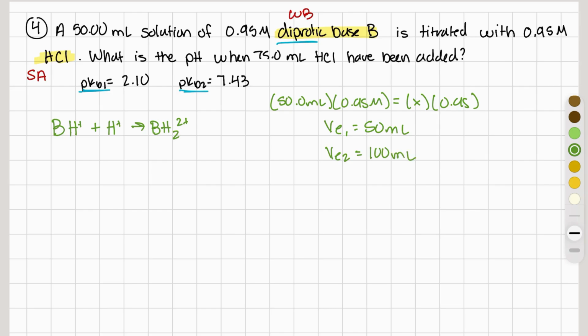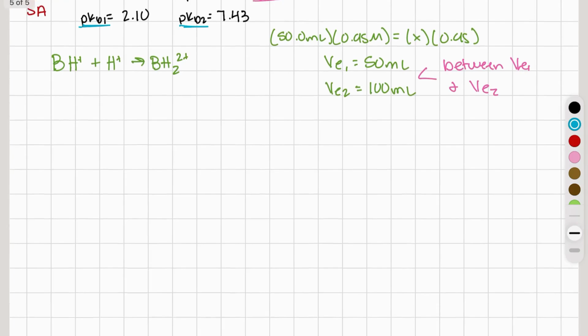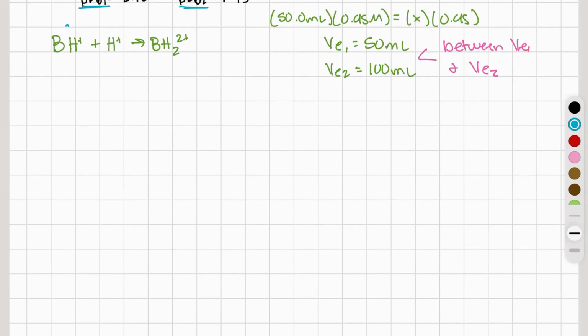Okay. So now that we have some of this information, we can figure out where we are in our curve. We have 75 milliliters of HCl added. So we have more than 50, but less than 100. That means we are between VE1 and VE2. And if we wrote down that chart that Dr. Williams talked about, you'll see that between VE1 and VE2, some of the BH that we have has been converted to BH2 2+, and we have a buffer.